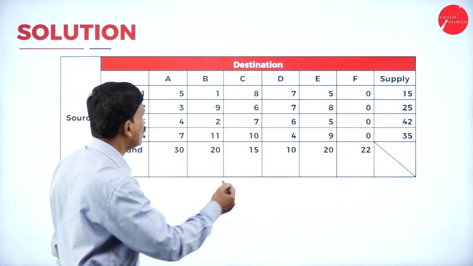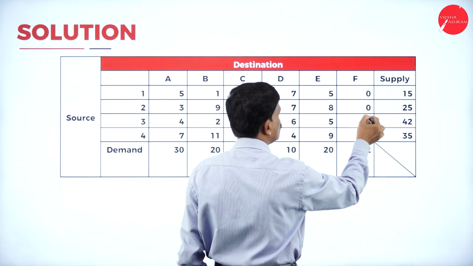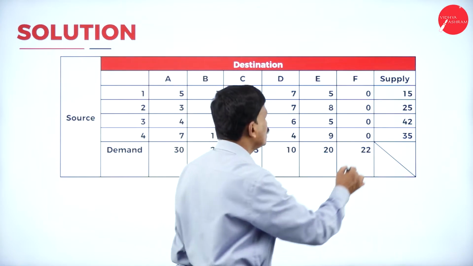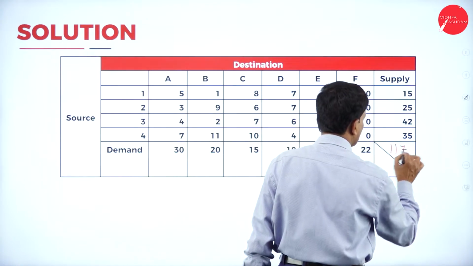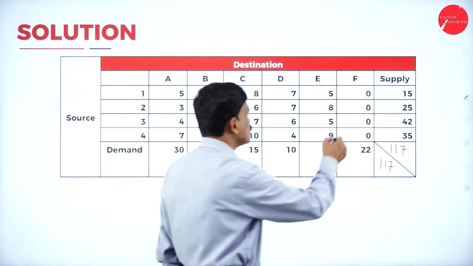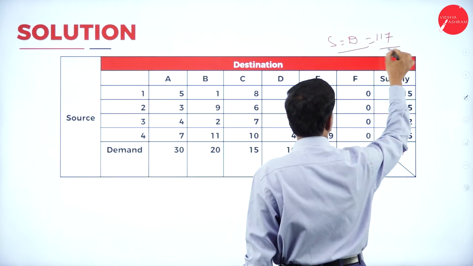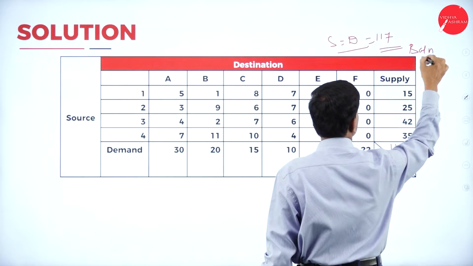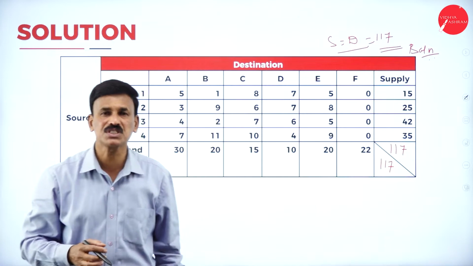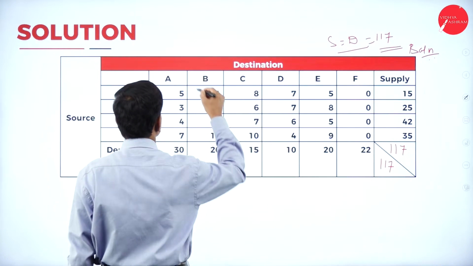So here the modified form is, let us take the column F. F contains all the entries as 0, 0, 0 and the total demand is equal to 22. So if you add, the supply is 117 and the demand is also 117. So here the supply is equal to demand. Total supply is equal to total demand, equal to 117. Therefore, this is a balanced transportation problem. So now this becomes a balanced transportation problem, and it can be solved using the northwest corner method.